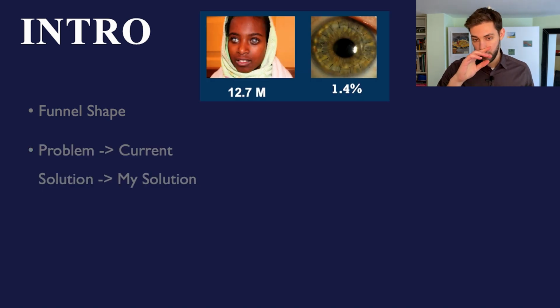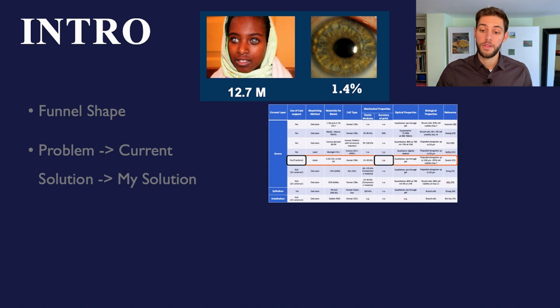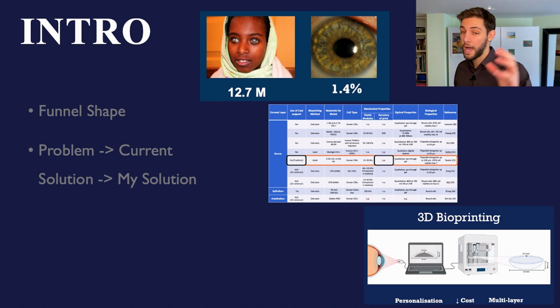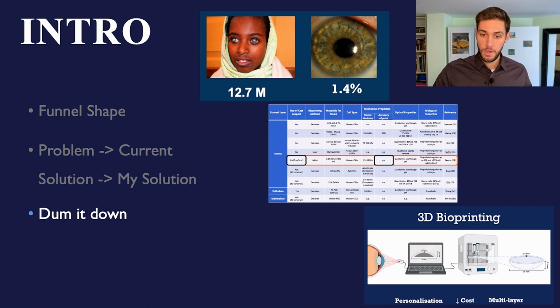So, for example, here, you can say, think of it like this. This is how I did it. So 12.7 million people in the world have corneal blindness. Only 1.4% of them actually get cured. This is the current methods, the current way that we solve it. This is the problems with the current way that we solve it. And this is what I hypothesize is going to be better. And this is what I'm going to research.